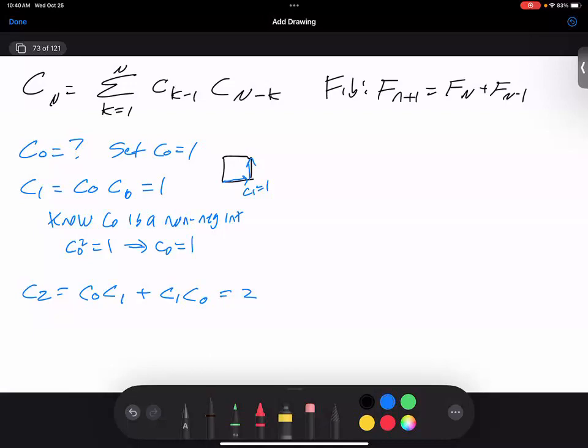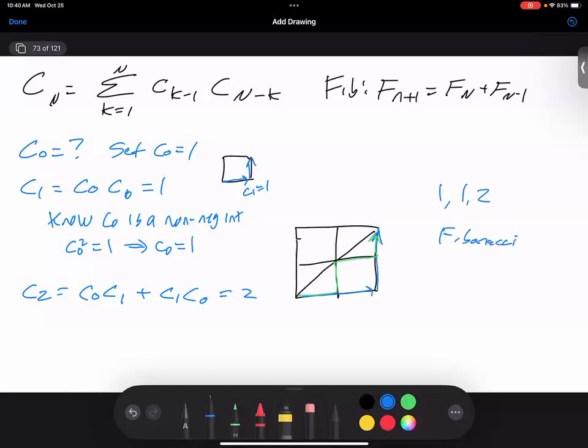Well, let's think. Let's do a calculation. I've got to avoid the main diagonal. So here's one possible path coming up like that, and here's another possible path, and I don't cross. There are 2 paths, and exactly 2 paths. So the sequence starts 1, 1, 2. Who thinks it's the Fibonacci's, and that this is just a more complicated way of writing the Fibonacci recurrence?